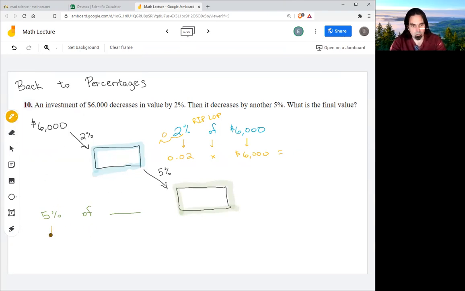And then again, I need to translate everything. Of becomes times. I'm still going left out of percent. So 0.05, and then whatever that number is, and then you get your final answer.